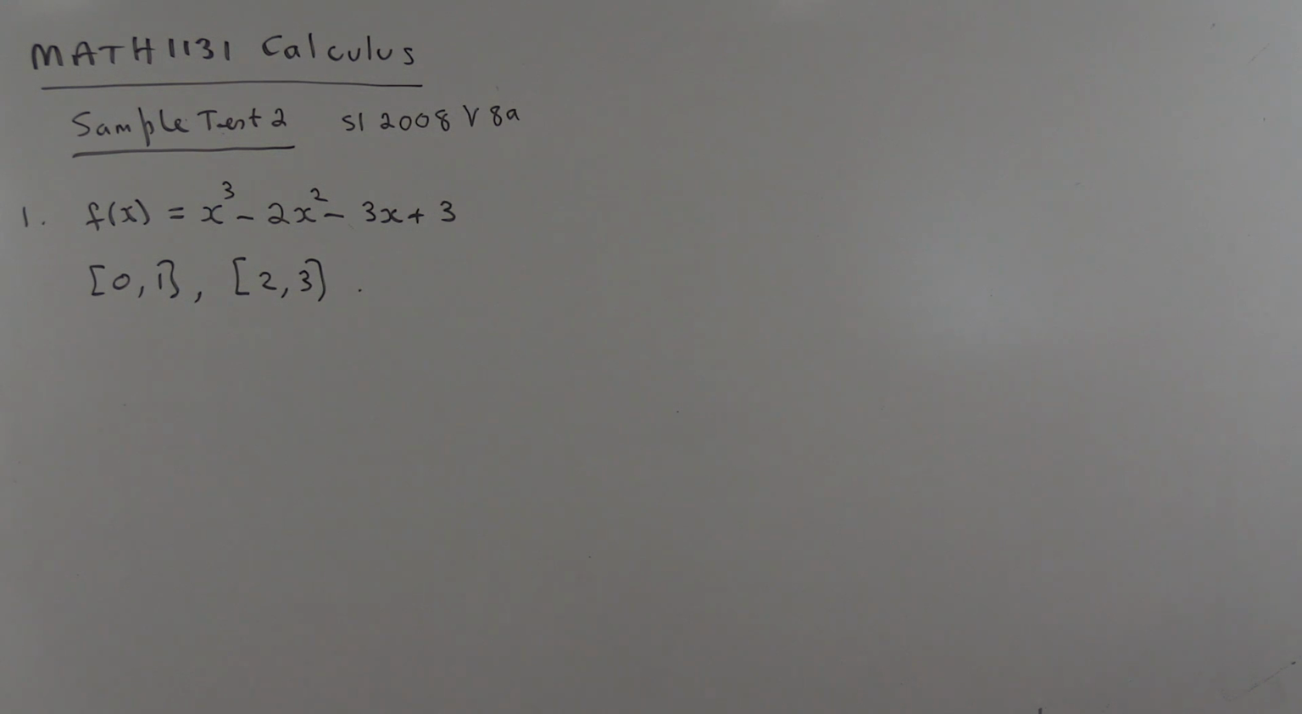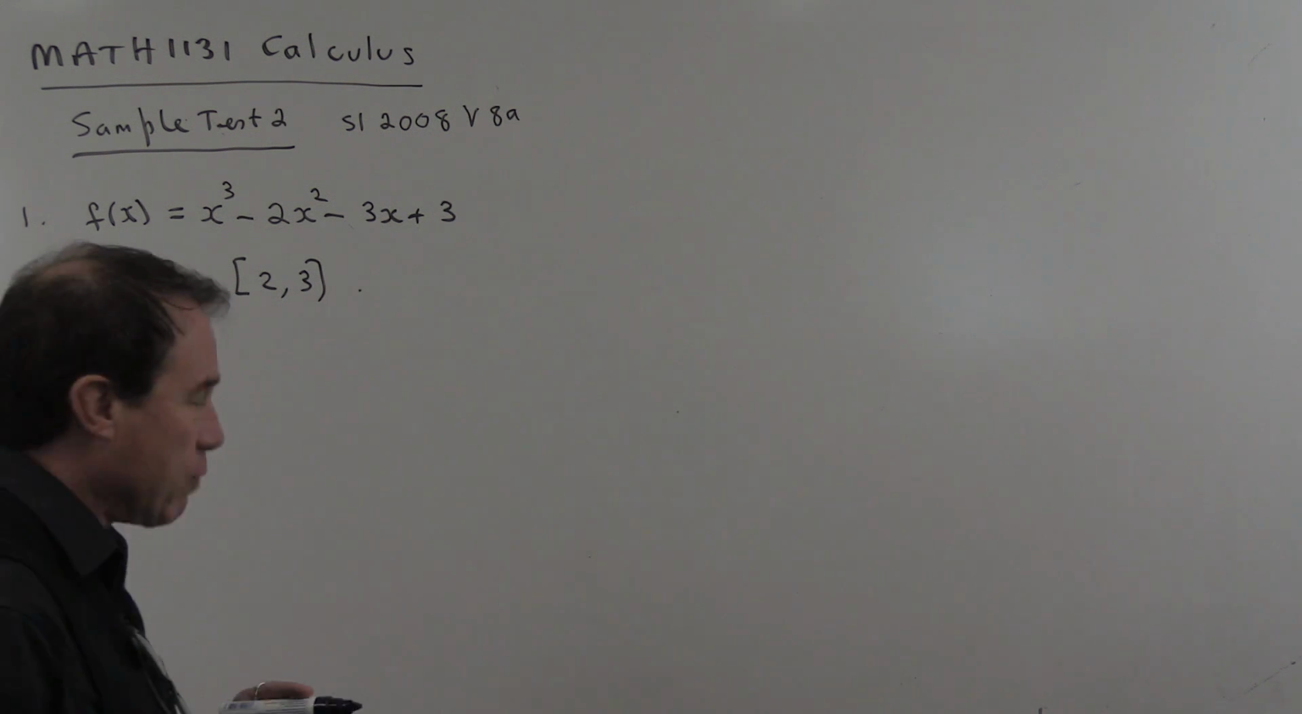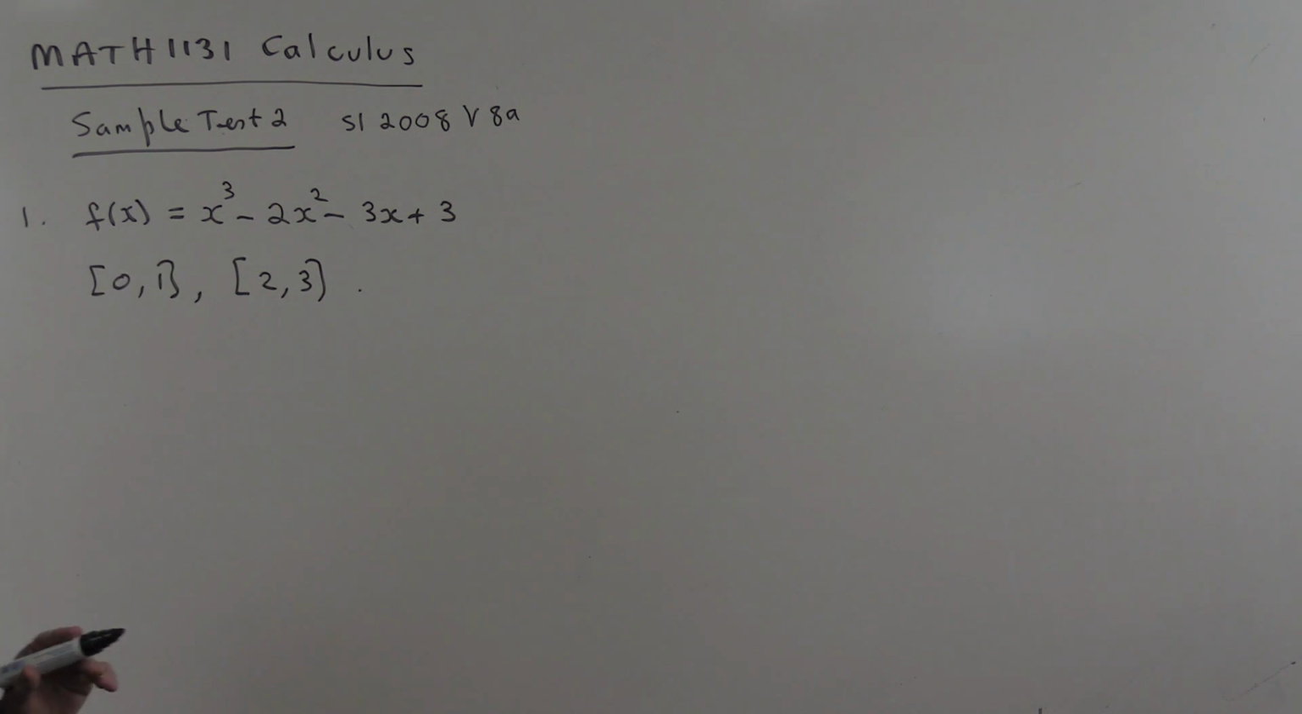The first question says we're given this function which is a cubic, x cubed minus 2x squared minus 3x plus 3, and we're asked to show that it has a 0 on each of these two intervals, between 0 and 1 and between 2 and 3. So this is going to be an application of the intermediate value theorem. Again, you must write down carefully what the conditions are for the intermediate value theorem.